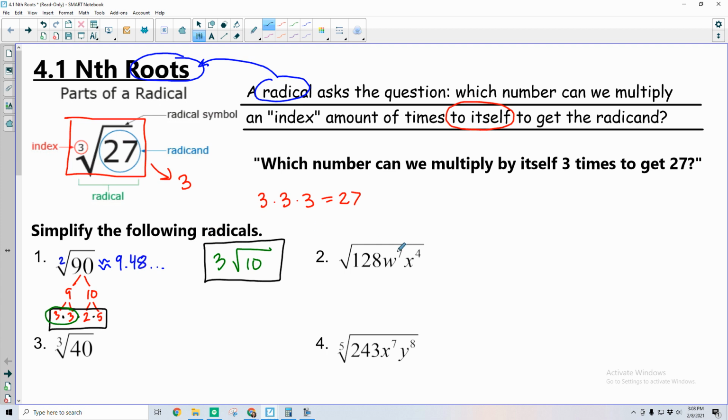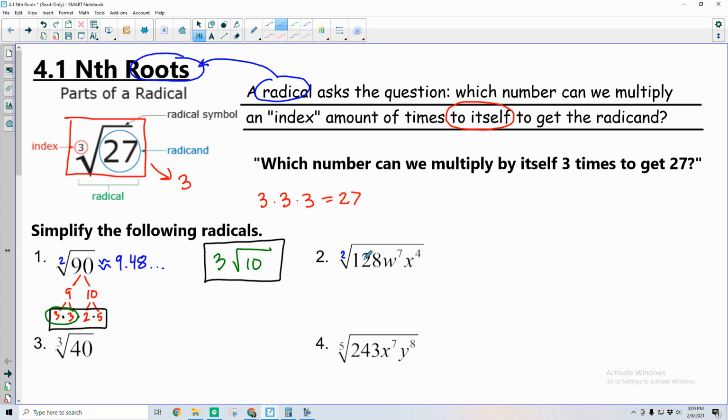Now, this strategy really comes to fruition when we start doing example problems like the one we have over here. Before we worry about the variables, let's just take care of the number here. We know the index here. If we don't see an index, it's an invisible 2, right? So there's our index of 2. See if you can remember what happens next. What do I have to do with 128?